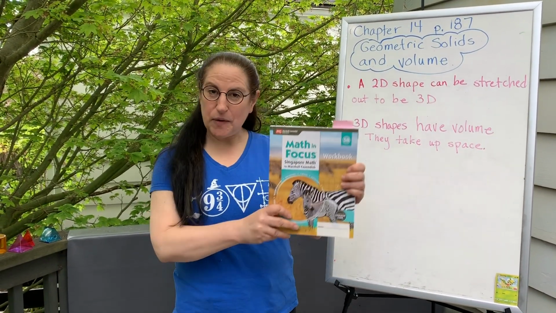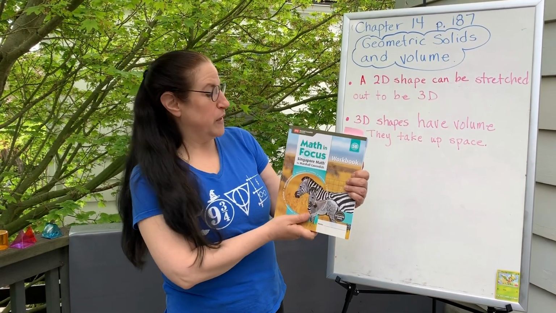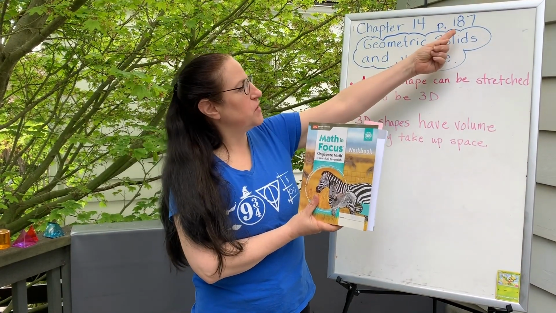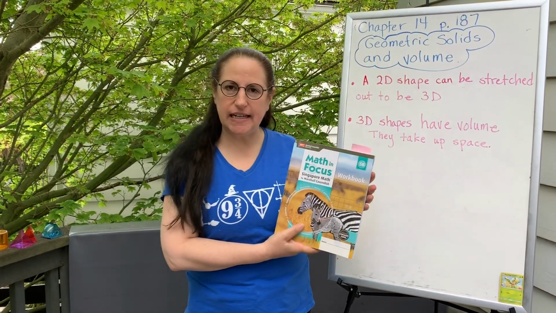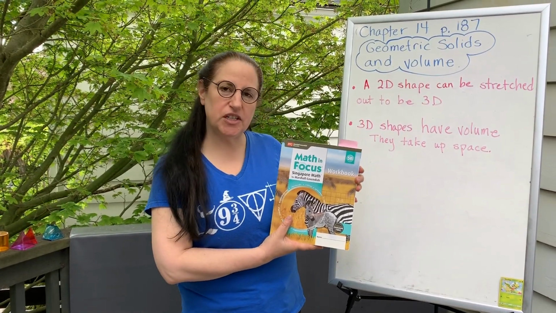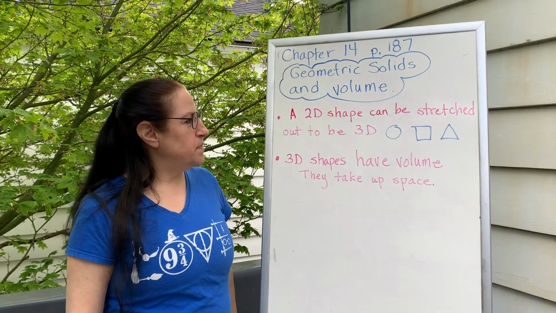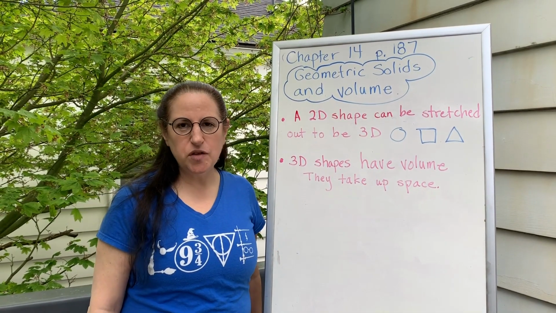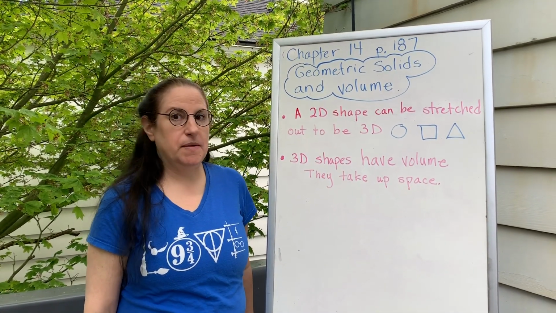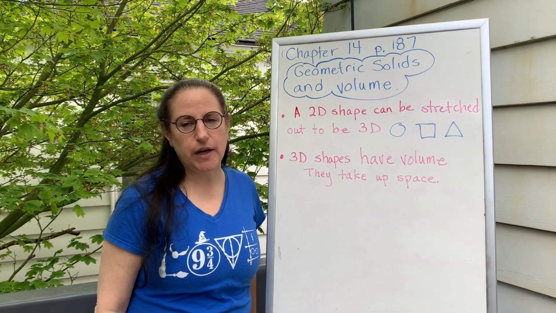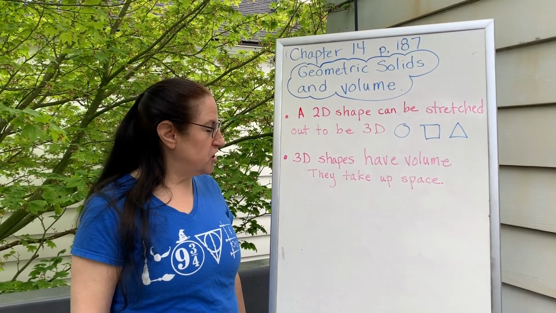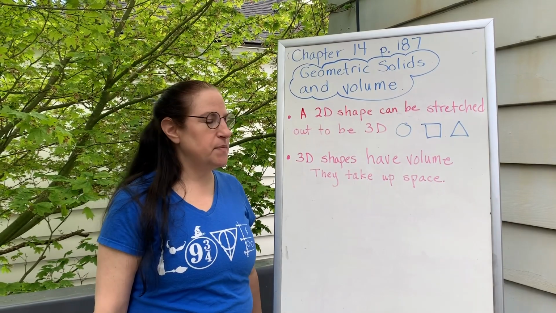If you have this math book, the things we're talking about are on page 187. It's chapter 14, and it's all about geometric solids and volume. A 2D shape is something that's flat. You know a lot about 2D shapes. They're the shapes that you learn when you're little. They're circles and squares and triangles. 3D shapes have volume. They take up space.